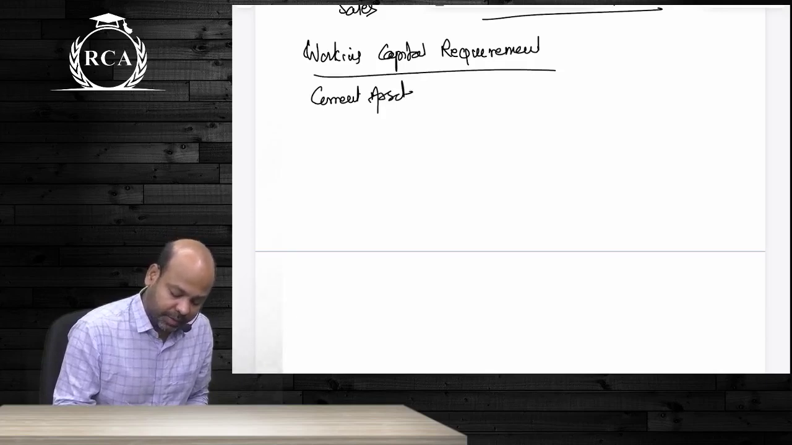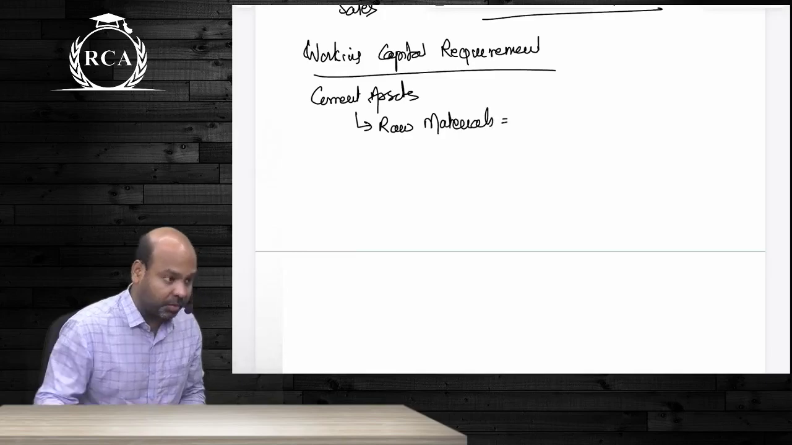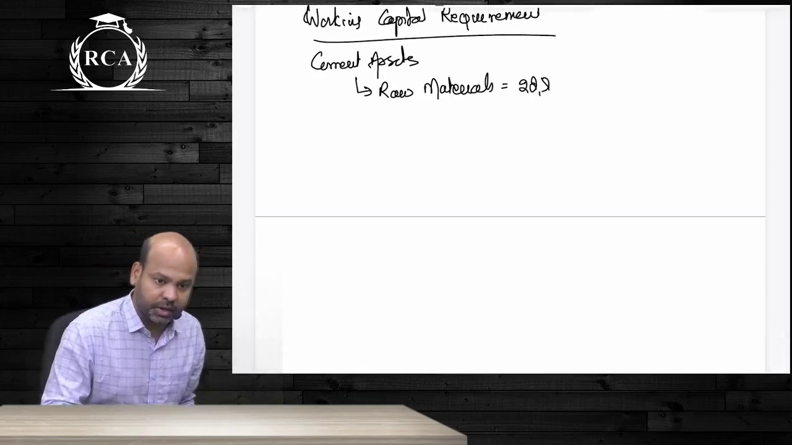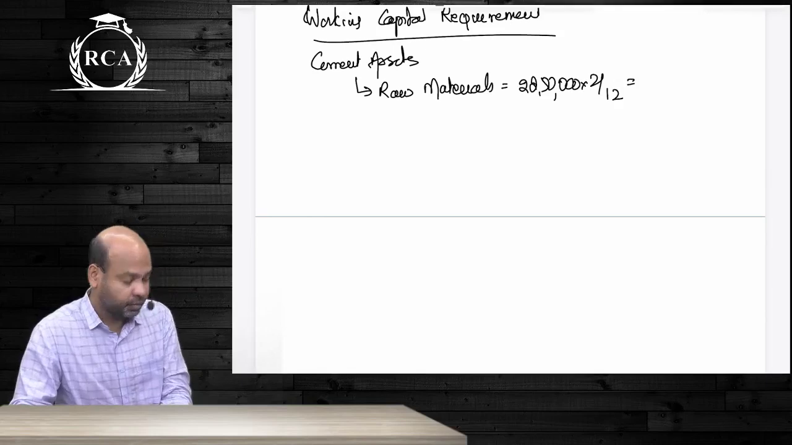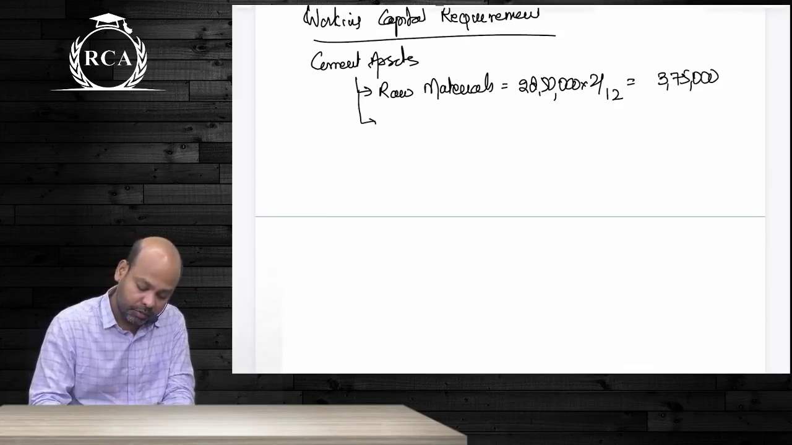In current assets, first raw materials, guys. Can I directly pick up annual consumption and multiply that by how much, guys? So 22 lakhs 50,000 multiplied by 2 by 12. What will be the amount, guys? 3 lakh 75,000. This will be the amount of raw material, guys.